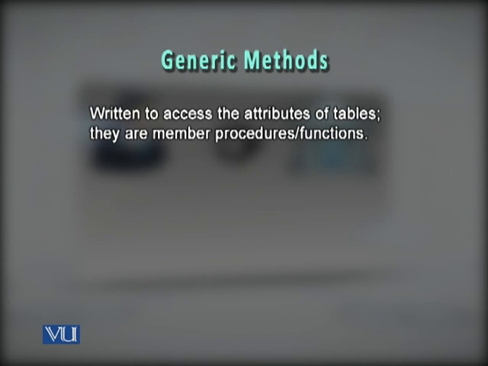The approach used in the generic methods is that we will store them as member procedures. Rather than doing them as stored procedures, we will declare them as member procedures or member functions. And the idea of doing it this way is that we want to show the implementation of encapsulation, because encapsulation is again a major feature of object orientation.